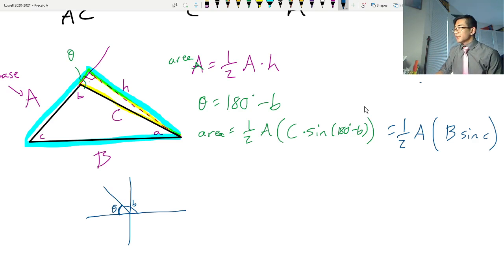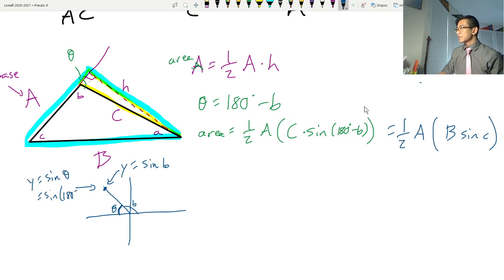Okay, notice that these two angles have the exact same sine value, because if I was on the unit circle, the y coordinate of this point right here is equal to sine of B. But it's also equal to sine of theta, which is also sine of 180 degrees minus B. And so any angle has the same sine value as its supplement. So we can say that this is just equal to sine of B.